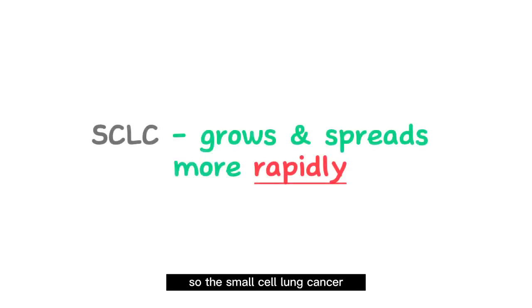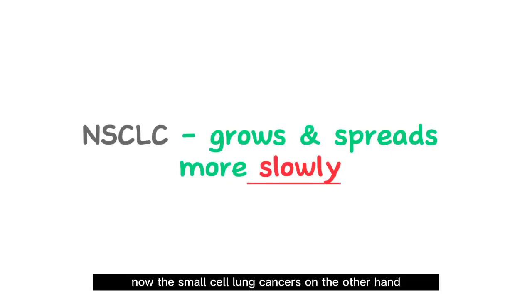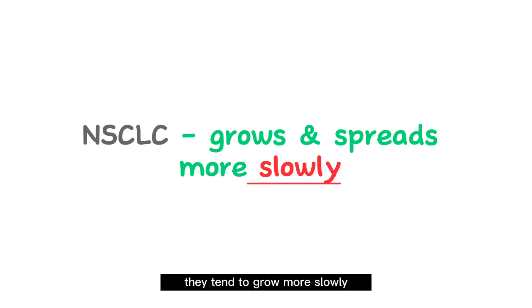So the small cell lung cancer typically grows and spreads more rapidly, and that's why these cells are more responsive and more susceptible to chemotherapy. Now the non-small cell lung cancers, on the other hand, tend to grow more slowly and may be treated with surgery, radiation and targeted therapies depending upon the subtypes.